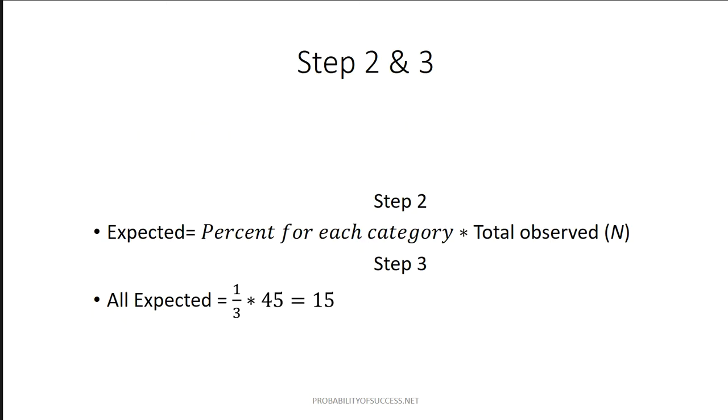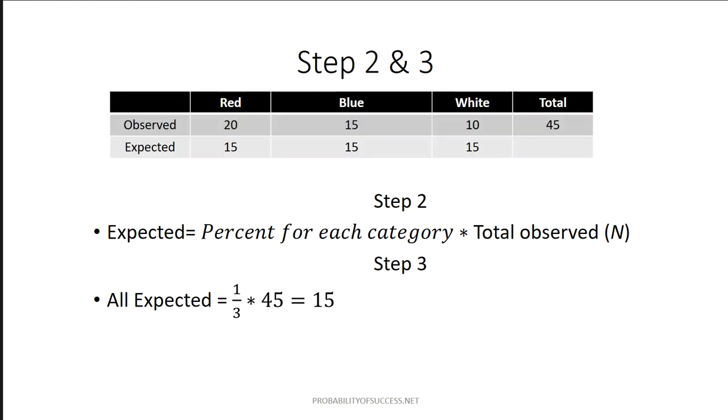Alright, so step 2: our expected equals our percent for each category times our total observed. So all expected equals a third, because we have 3 categories and we have no prior information that there's going to be any difference among them. So it's going to be a third times 45, which equals 15. Each of our expected categories is going to be 15.